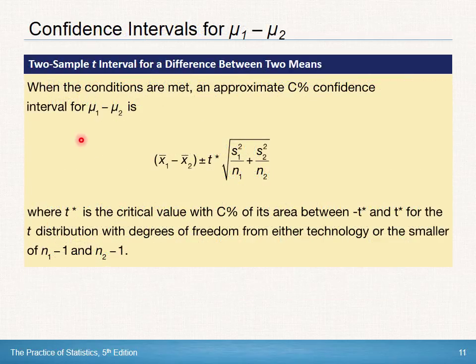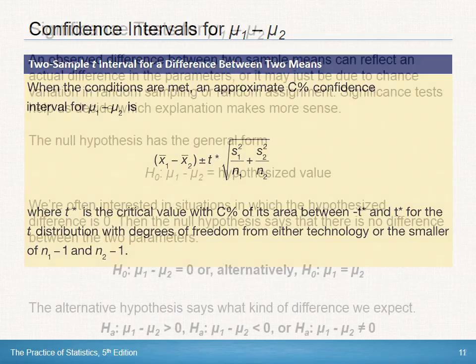When the conditions are met, an approximate C% confidence interval for the difference in the population means is your statistic, x bar sub 1 minus x bar sub 2, plus or minus t star times the standard error. t star is the critical value with C% of its area between negative t and positive t for the t distribution with degrees of freedom either from technology or the smaller of n sub 1 minus 1 or n sub 2 minus 1.